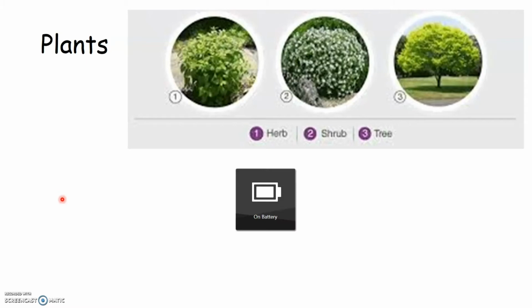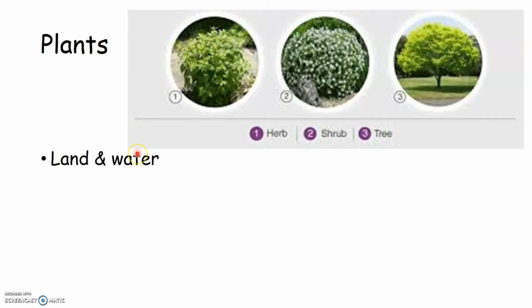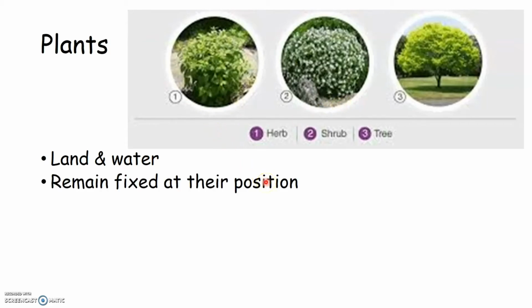Now, we know that there are different types of plants that are there around us, like herbs, shrubs, trees, etc. So, we also know that these plants live either on land or in water. So, plants generally live on land and they also live in water. Do you think these plants can move from one place to another place? No, we know that plants generally remain fixed at their positions, which means they do not move from one place to another place. Now, how do they prepare food?